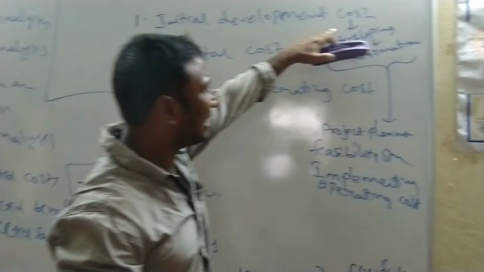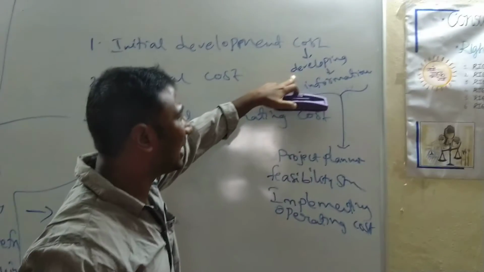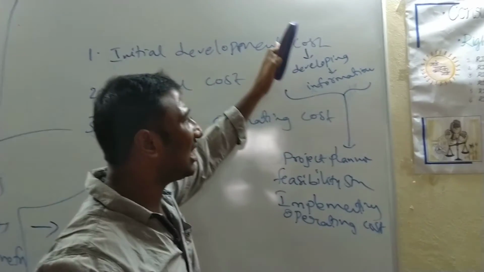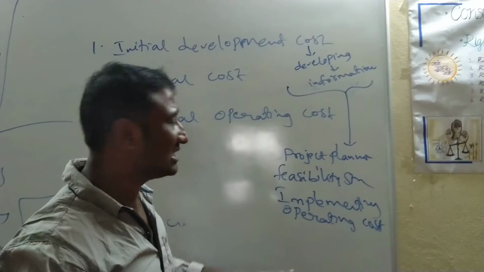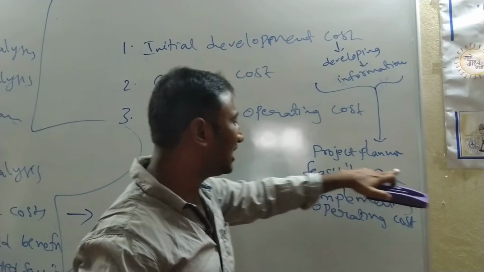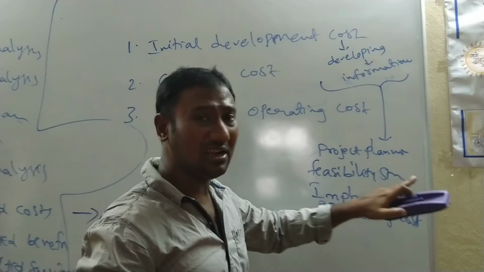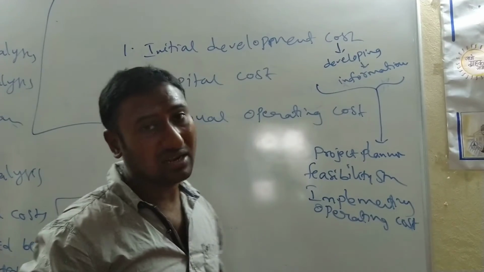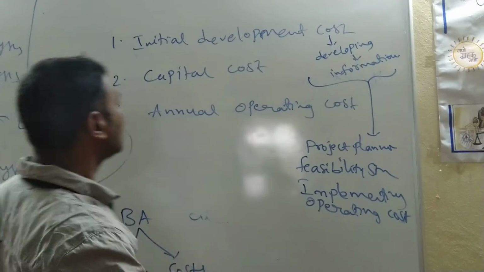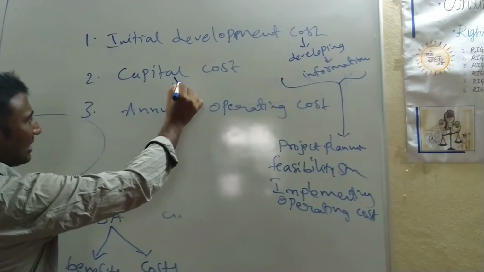So initial development cost is the cost of developing an information system to perform the specific operations within that system. It includes project planning cost, feasibility study cost, implementing cost and operating cost. Now coming to the second one, capital cost.